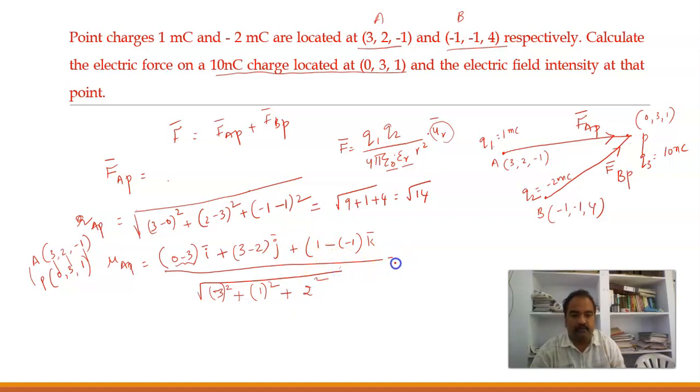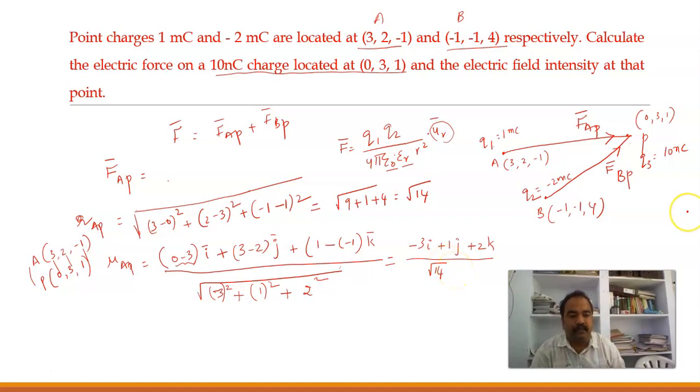So what is our answer now? If you carefully see, it is minus 3i plus 1j plus 2k by root 14. Now I have obtained all these values. Now I will determine the force at this particular point. So now force A2.